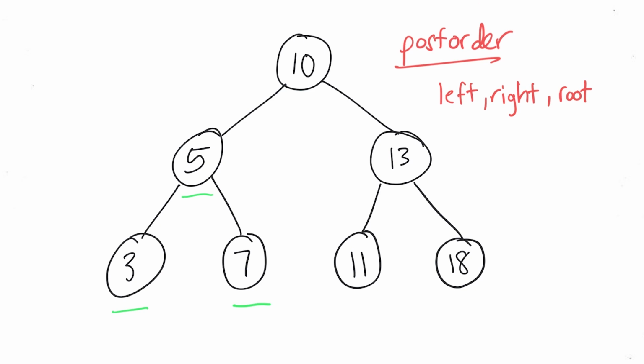The right side is the node with the value of 13. That's also a root, so we look to the left. The node with the value of 11 is also a root, so we go left, right, there's nothing, so we can traverse the node with the value of 11. Then return to the node with the value of 13.